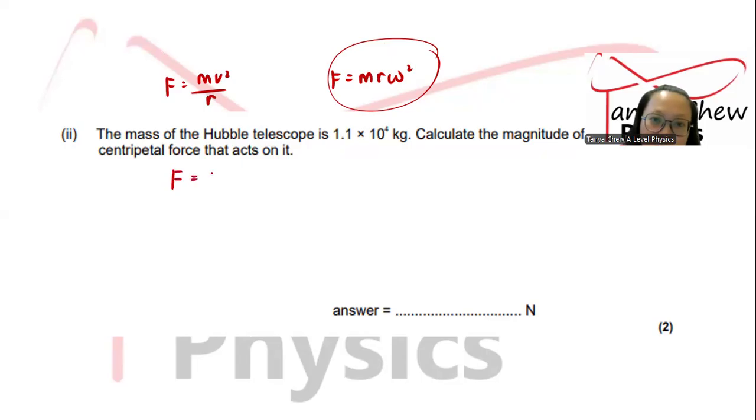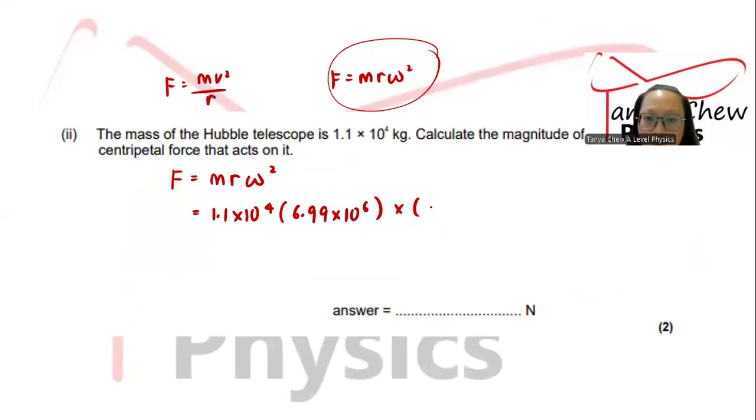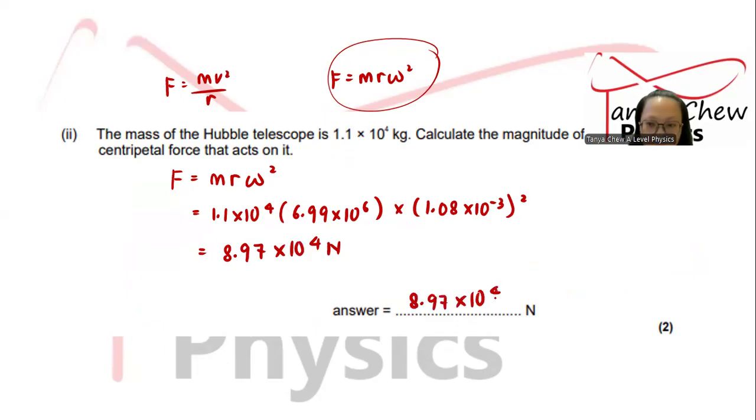So centripetal force is equal to m r omega squared. M is the mass of the telescope. R is the radius of the orbit, which I have already calculated, 6.99 times 10 to the power of 6. And omega is the angular speed of the telescope, which is 1.08 times 10 to the power negative 3. You just square it and let your calculator handle that. You should be able to get 8.97 times 10 to the power of 4 Newton.